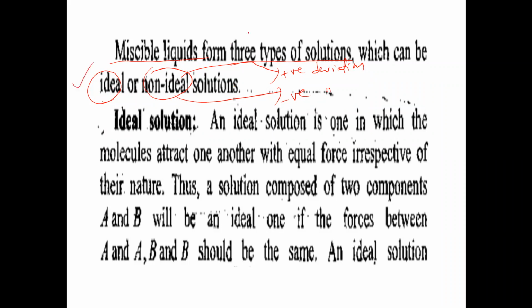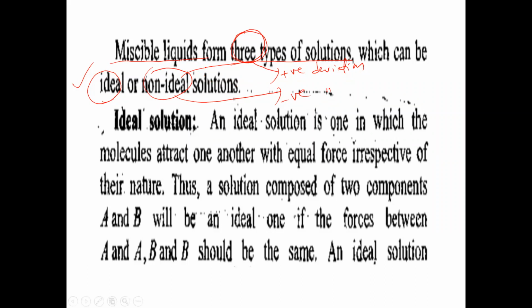So totally how many types of solutions here? Three types of solutions. The solutions of miscible liquids will be of three types. One is the ideal solution, second is the non-ideal solution with positive deviation, and third is the non-ideal solution with negative deviation. Keep that in mind, three types.